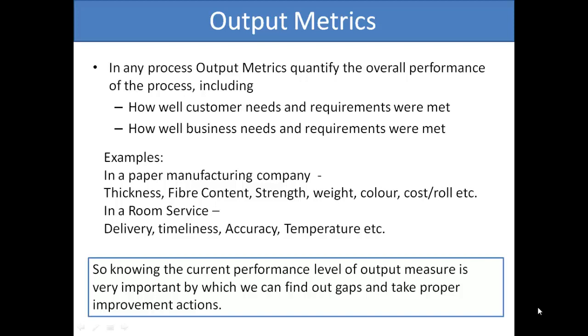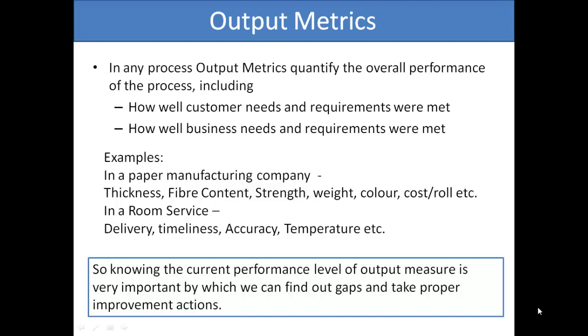We'll see a few examples of what output metrics are. Consider a paper manufacturing company. In that, the possible output metrics are thickness, fiber content, strength, weight, color, cost per roll, etc. In room service, the possible output metrics are delivery, timeliness, accuracy, temperature, etc.